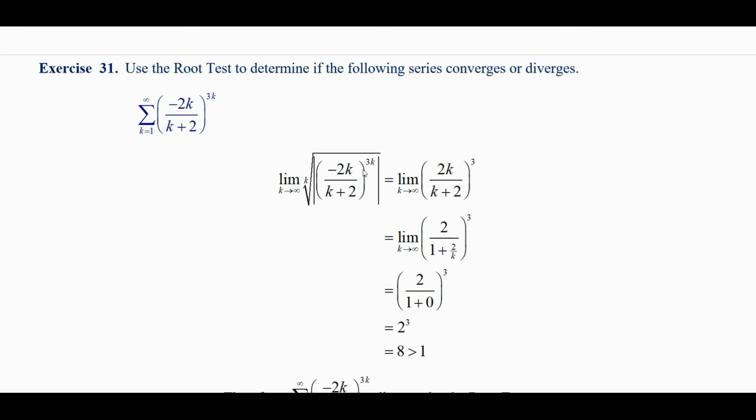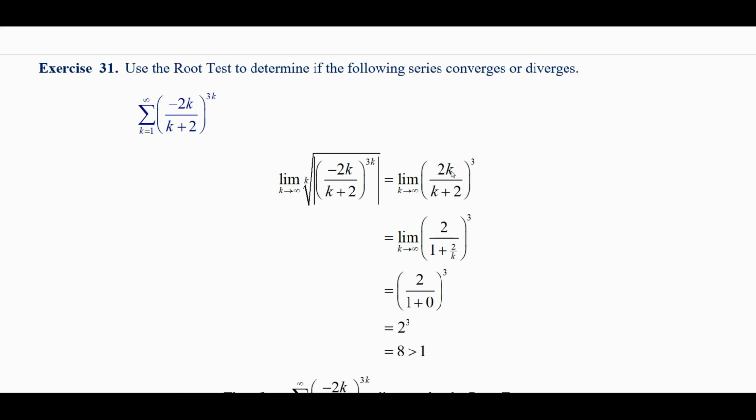Well, first of all, when k is positive, that k here is positive, that k plus 2 is positive, that negative makes it negative. So if we take the absolute value, it's just taking away that negative there. So that becomes 2 there. Then we have the kth root of 3 to the k. We're dividing that power by k. The k's cancel. We just get a third power there.